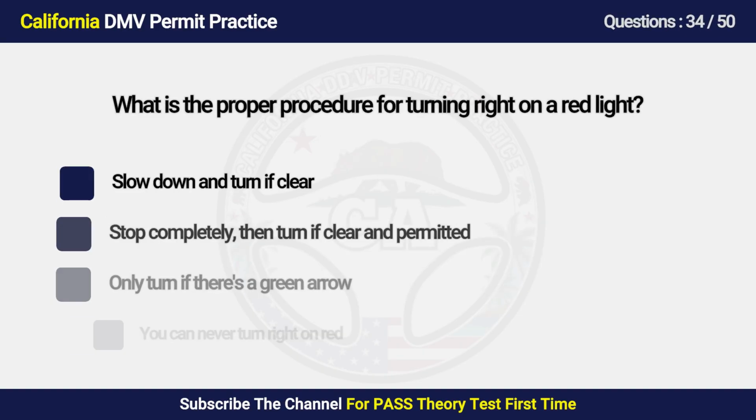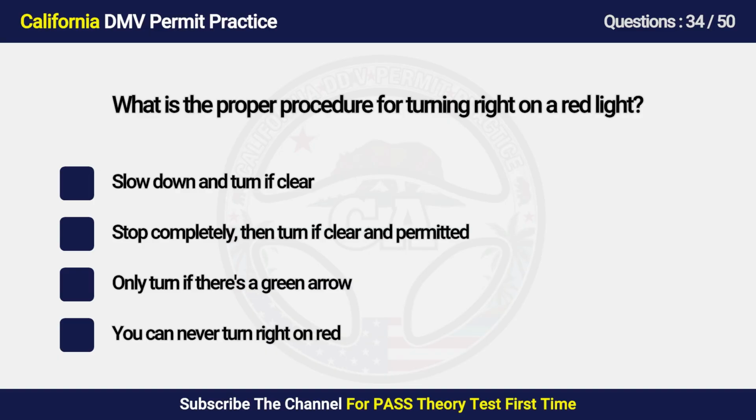Question 34. What is the proper procedure for turning right on a red light? A. Slow down and turn if clear. B. Stop completely, then turn if clear and permitted. C. Only turn if there's a green arrow. D. You can never turn right on red.